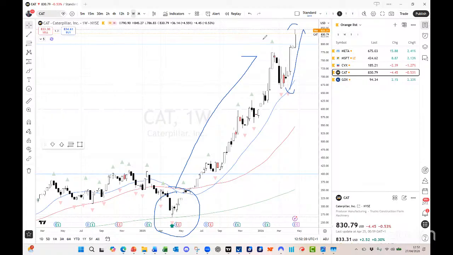And as you hear me say all the time, when you find good trends, which don't happen as often as you'd like, your job is to ride it, not try to fight it, just try and find a way to ride it. And as I said, Caterpillar has been a fantastic trend.